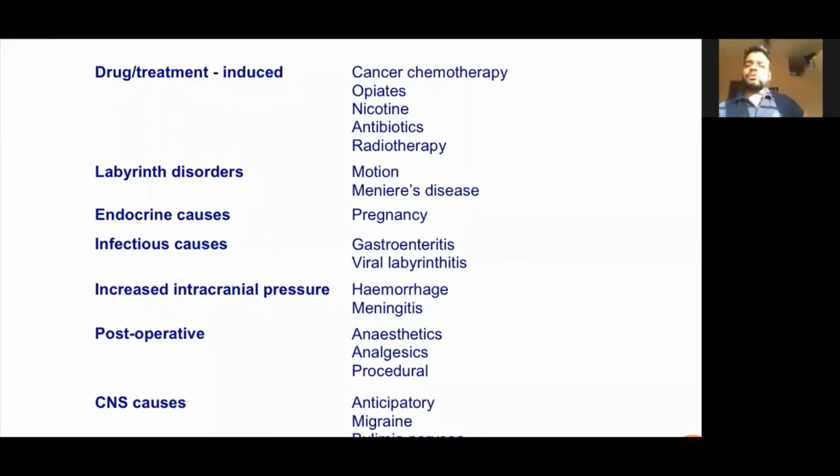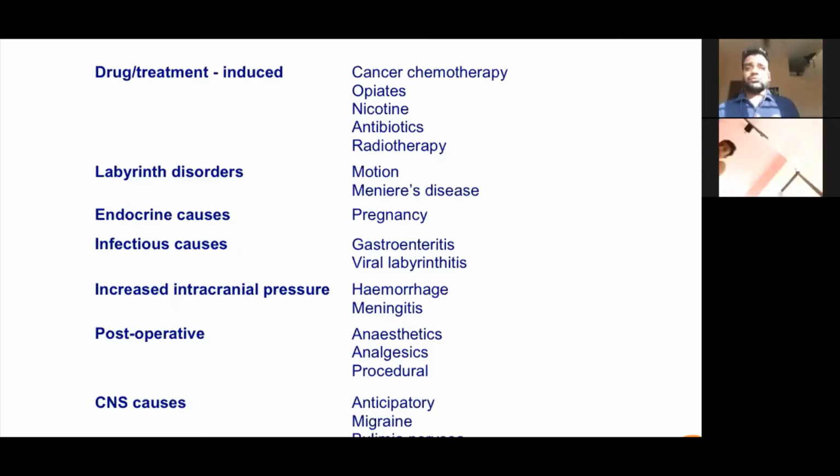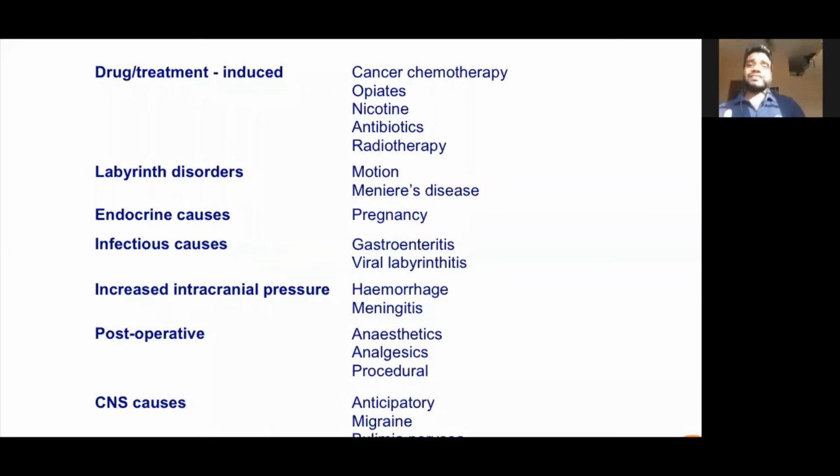So I was telling, opiates are mostly used as analgesics. Even nicotine therapy, when we give this in rehabilitation, even those patients have nausea, vomiting sensation. Even with the antibiotics, many antibiotics have GI discomfort kind of symptoms, so they also cause nausea and vomiting most of the time. And radiotherapy, which is one of the important modalities for the treatment of cancer, even this radiotherapy induces nausea and vomiting most of the time.